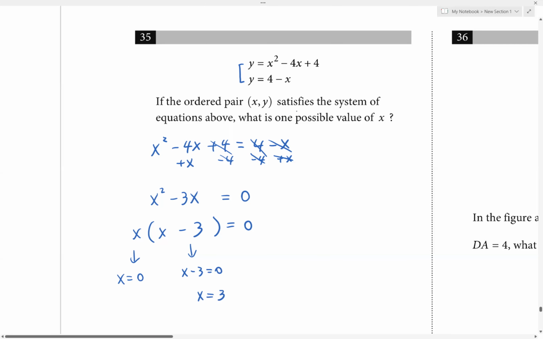Okay, and for this question, it asks for one possible value of x. So here, either 0 or 3 could work. For this question, you can bubble in 0 or you can bubble in 3, right? Either one will work. Okay, so that's it for number 35.